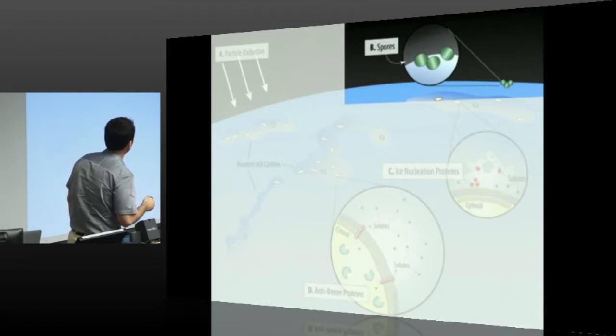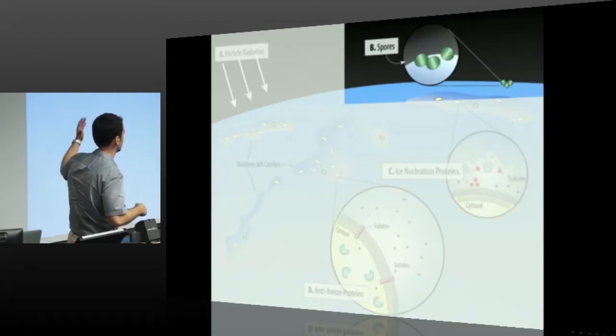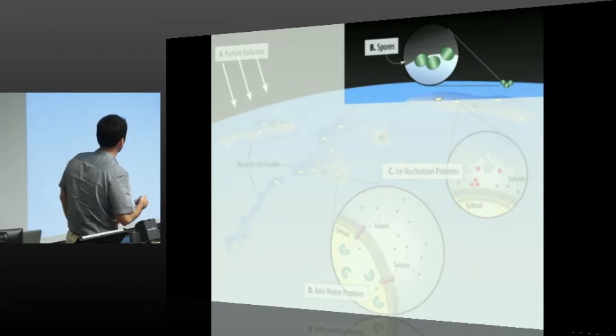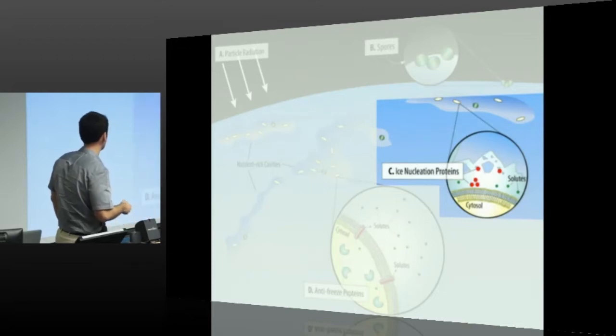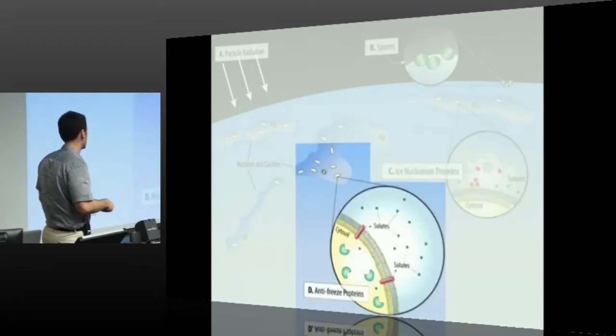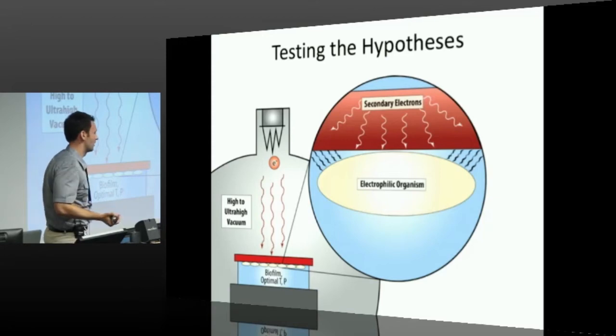Also forming spores here on the surface. So if the ice gets sublimated and you can't form secondary electrons, you can go into a spore mode. Ice nucleation proteins that basically help form ice outside the cell instead of the inside. And then antifreeze proteins that keep your organism from freezing.